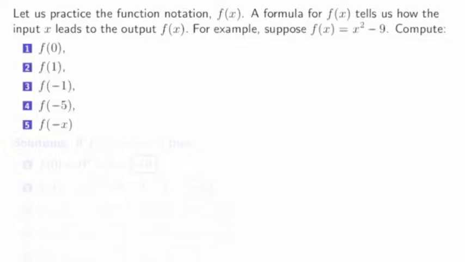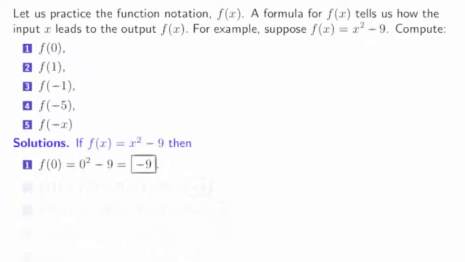Let's practice the function notation f of x. A formula for f of x will tell us how to input x into my function. In this case, f of x is x squared minus 9, and we'll ask what happens when you toss 0 into the function. That's what we mean by f of 0. What happens when we toss 1 into the function? What happens when we toss minus 1 into the function, or input minus 5, or input minus x?